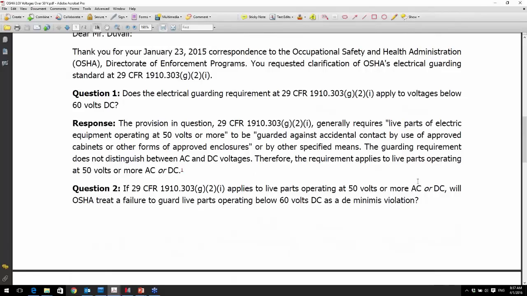So question 1, do the electrical guarding requirements of 1910.303 apply to voltages below 60 volts DC? And the response is: 1910.303 generally requires live parts of electric equipment operating at 50 volts or more to be guarded against accidental contact by use of approved cabinets or enclosures. The guarding requirement does not distinguish between AC and DC voltage. Therefore, the requirement applies to live parts operating at 50 volts or more, AC or DC.